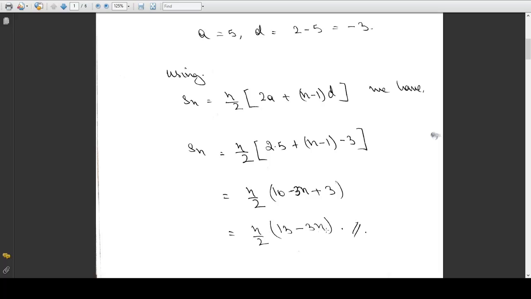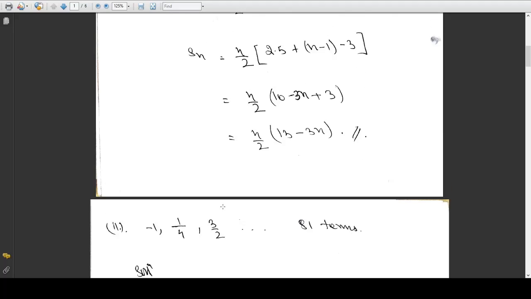10 plus 3 is 13 minus 3n. Simply we end up to here. We cannot proceed ahead because we don't know the value of n, and the question is given up to n terms, therefore we stop here only. We can't proceed ahead because n is again an unknown quantity. The sum up to n terms will be n by 2 times (13 minus 3n).